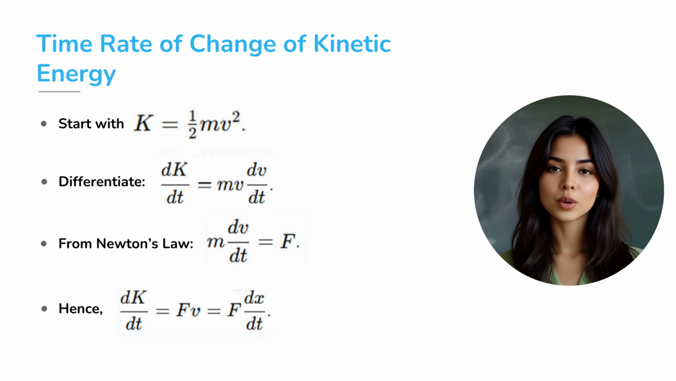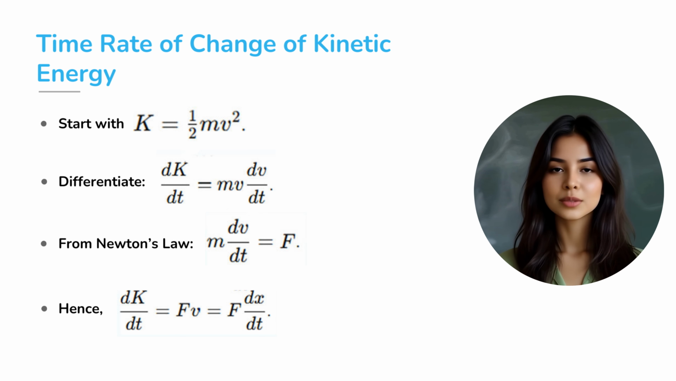We differentiate the formula for kinetic energy: dK/dt equals mv dv/dt. Now, dv/dt is just the acceleration, which we already know from Newton's second law. So, when we substitute F equals m times dv/dt, force equals mass times acceleration, we get something cool: dK equals F times dx. This means that the change in kinetic energy is directly related to the force applied over the displacement. The further you push, the more energy you transfer into the object.